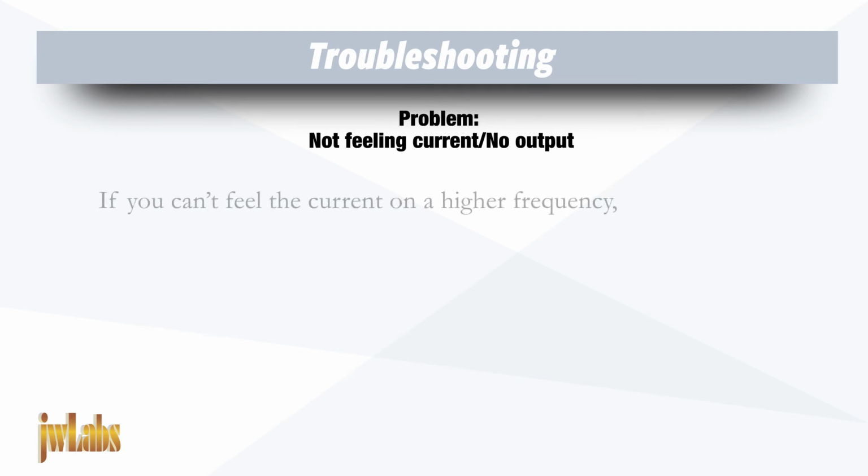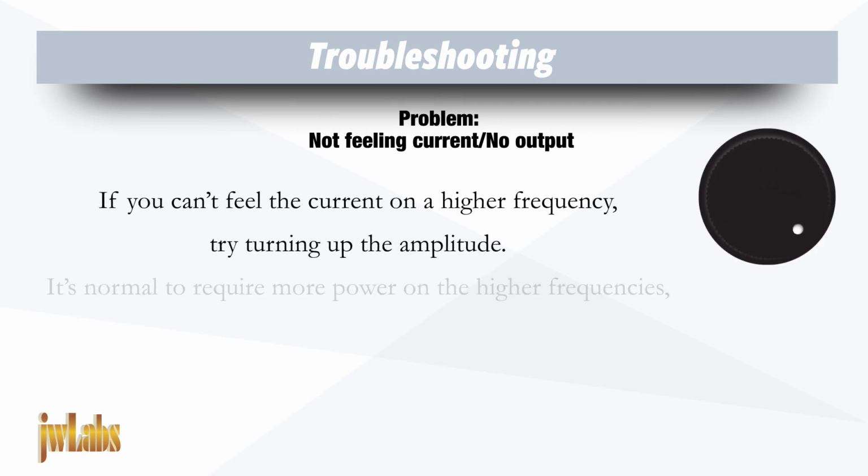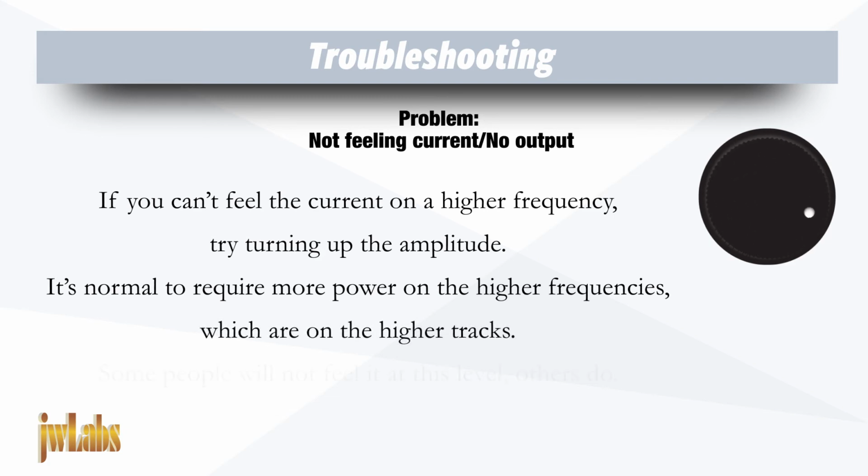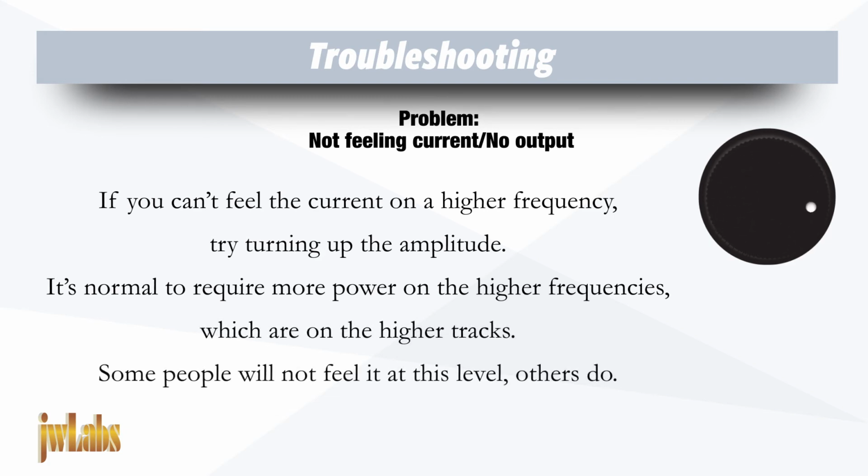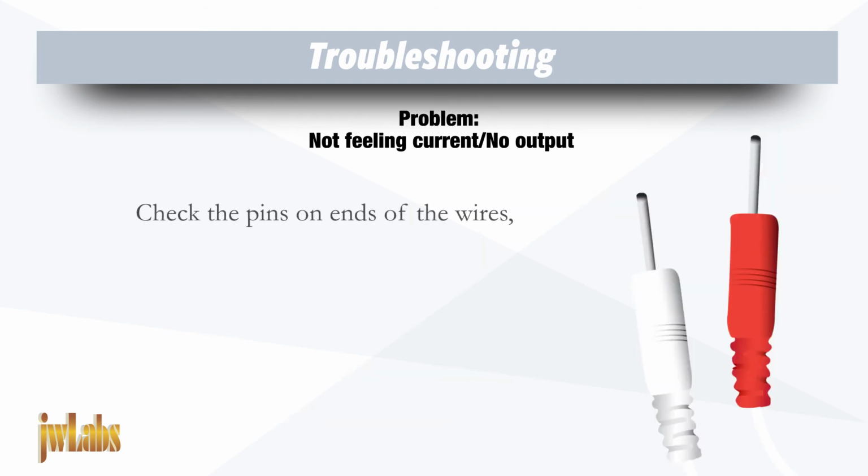If you can't feel the current on a higher frequency, try turning up the amplitude. It's normal to require more power on the higher frequencies, which are on the higher tracks. Some people will not feel it at this level, others do. Both are normal. Check the pins on ends of the wires and make sure they aren't darkened from use.